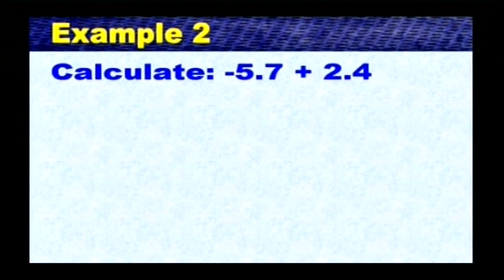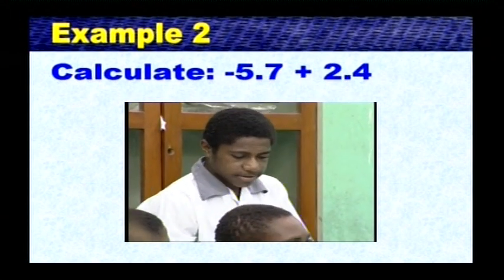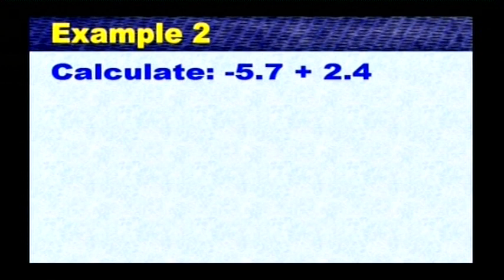Example number 2. Now if you look at example number 2, what is the difference that you can see from example 1, especially with the decimal numbers? What can you see? What is the difference here now? Let's have Emmanuel, okay? Emmanuel? Because they have different sign, negative and positive. Okay, very good. They have different signs.